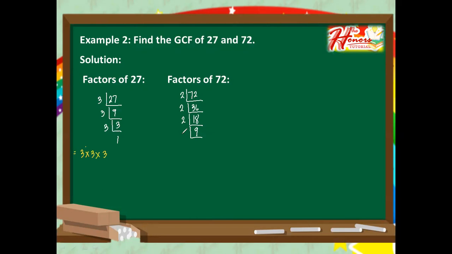Think of a prime number that can divide 9, that's 3. 9 divided by 3 is 3. Think of a prime number that can divide 3, and that's 3. So therefore, for 72, the prime factors are 2 times 2 times 2 times 3 times 3. Okay, so now let's find the GCF of 27 and 72.